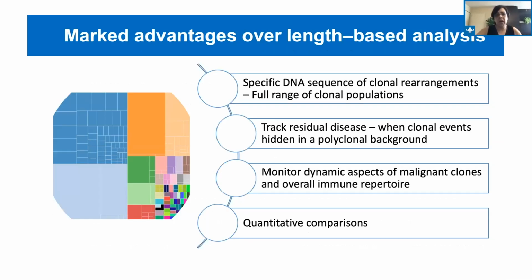There are, of course, marked advantages over length-based analysis, in the sense that now you have a specific DNA sequence of the clonal rearrangement. And again, not only the sequence that is associated with the disease, but also the entire repertoire, so that you can see increases and decreases as you treat the patient. You can also see clonal events that are hidden in the polyclonal background, because now you have the sequence. You can monitor the dynamic aspects of the malignant clones and the overall immune repertoire at the same time. And of course, as I said, you can make quantitative comparisons.